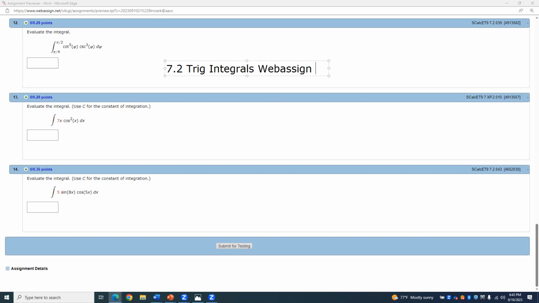But if we're just looking at 13, first of all, let's focus on 13. So 13 says evaluate the integral. Mine has a 7. Your number could be different, but I have the integral of 7x times cosine squared dx. And it says use a C for the constant of integration because there's no bounds, which, thank God at this point, because those could get a little tricky, a little tough. There is some funkiness going on here though, because we have a cosine squared, which is fine.